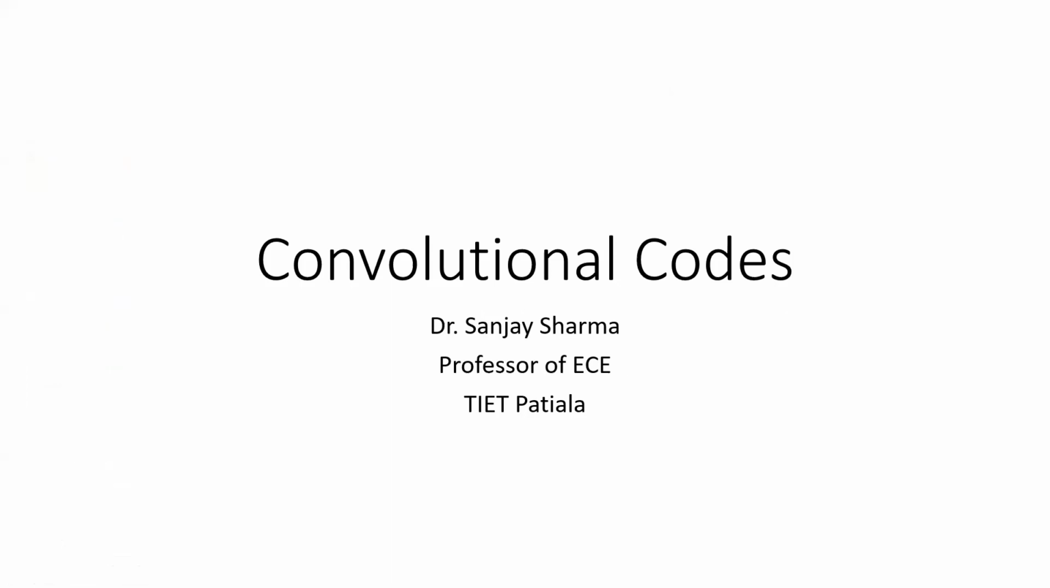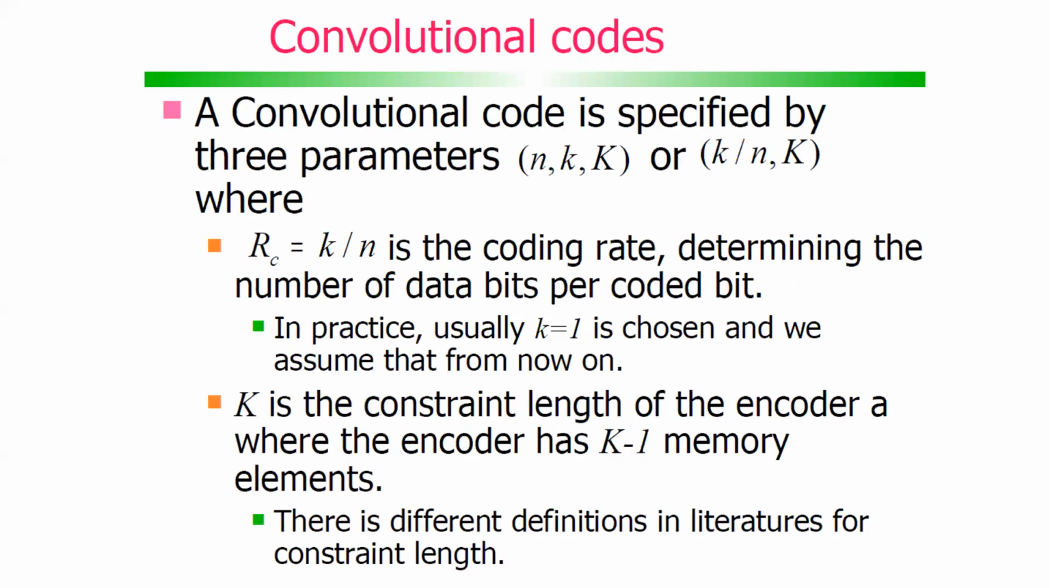In the previous lectures, we have covered linear block codes. Linear block codes are codes without memory. Convolutional codes are channel codes which are with memory. Right, so that's the basic difference between linear block codes and convolutional codes. So let us see what these codes are.